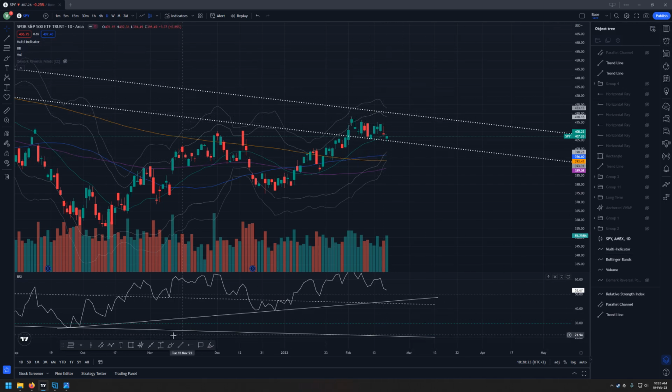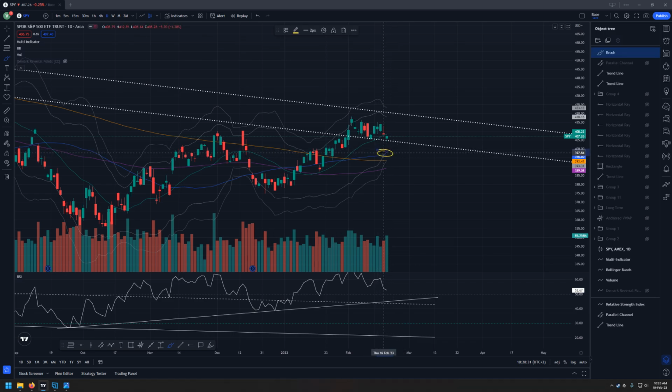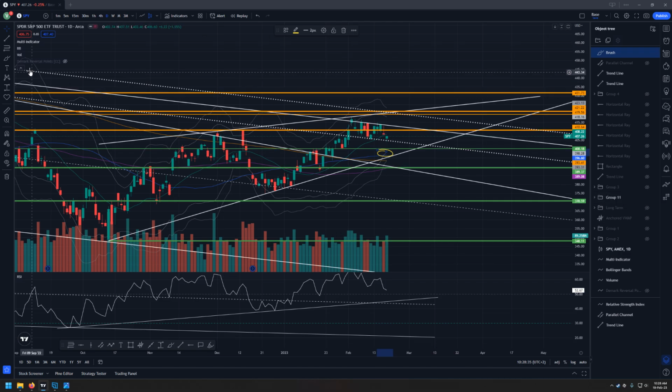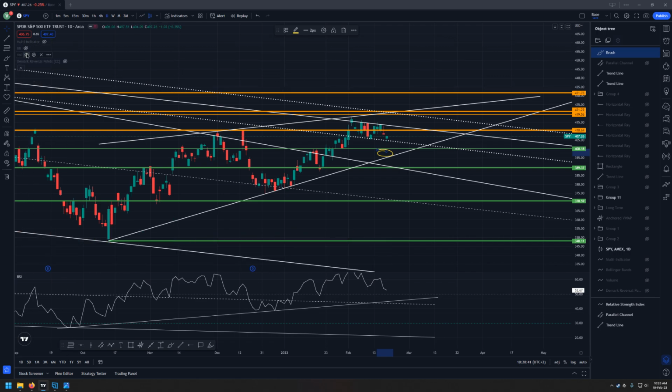So best guess is that we will bounce somewhere in this area here. And when I put on all the trend lines, let's take out this. We don't care about volume either.